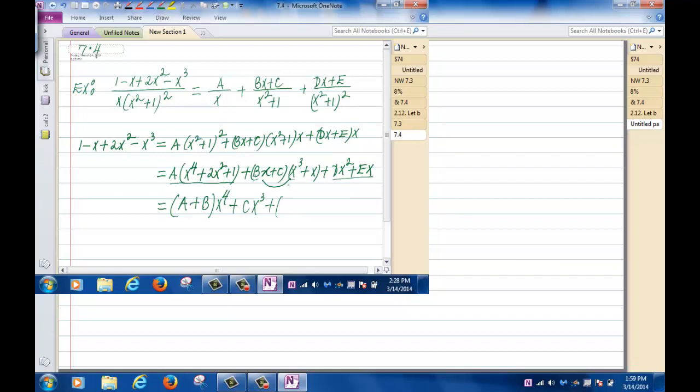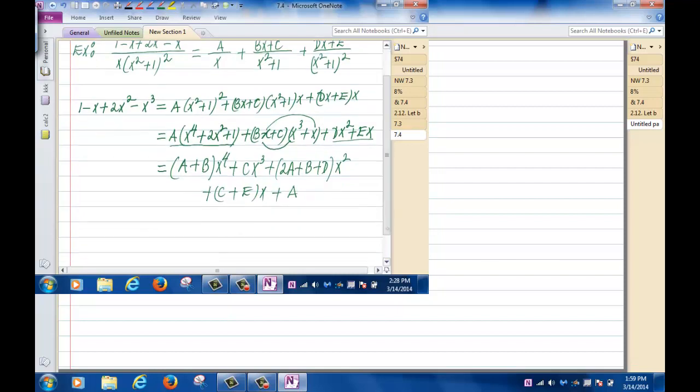Oh, x squared. Yeah, x squared. I get 2a from the first, right? And then from here I get this. And from the last I get d x squared. Okay, how about x? The only one that I get is c plus e x, right? And what's the constant? The constant is a.